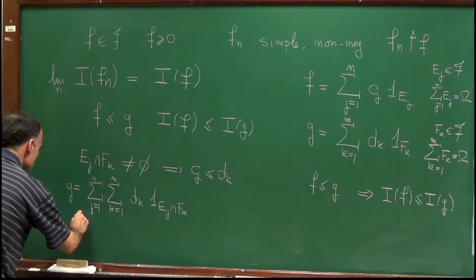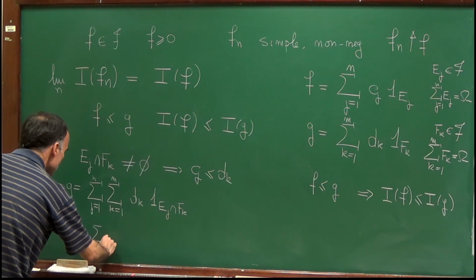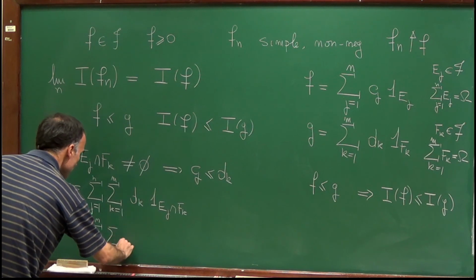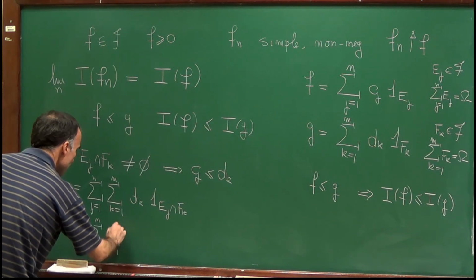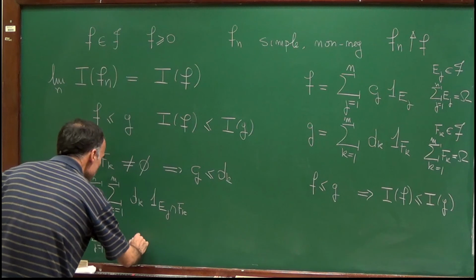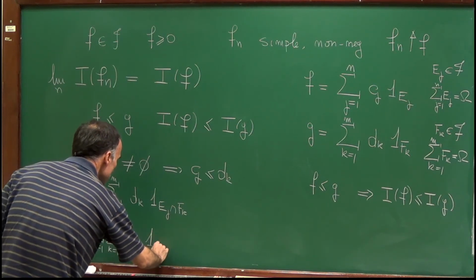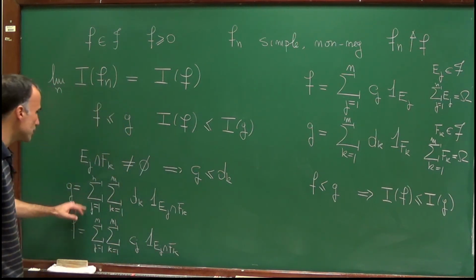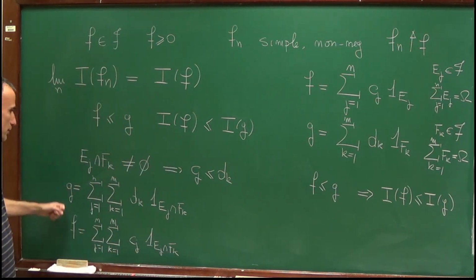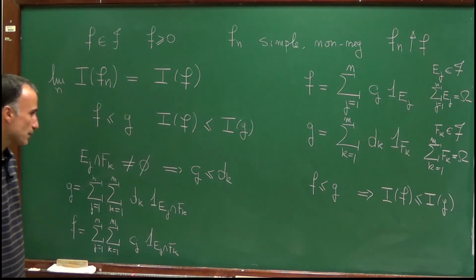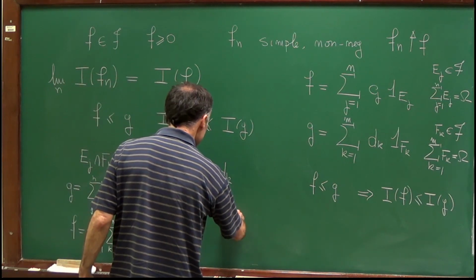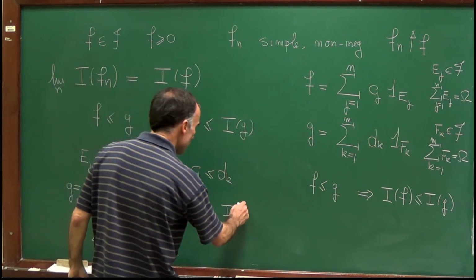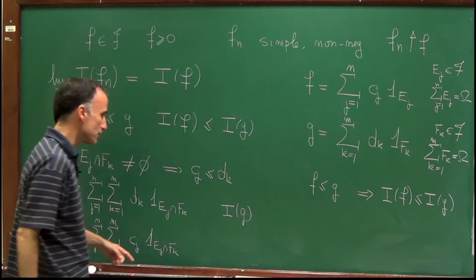And I can also write f as a sum, j from 1 to n, k from 1 to m, of Cj, the indicator of Ej intersection Fk. Okay? So these are alternative forms for the simple functions g and f. If I use that alternative form, we have proved already that the integral of a simple function does not depend on the representation.